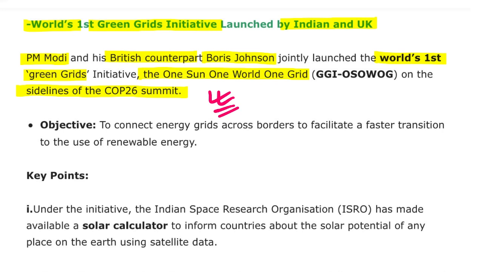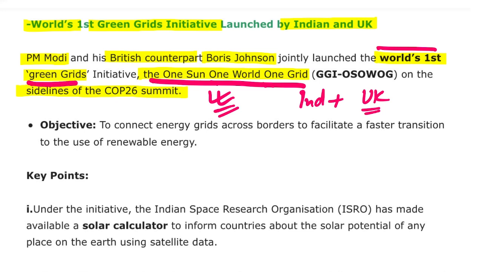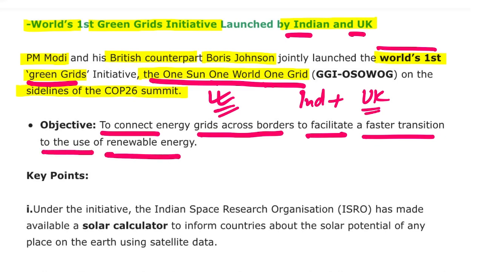Coming back, the One Sun, One World, One Grid. This is an initiative of which country? It is an initiative of India plus the United Kingdom. Or you can say the world's first green grid initiative. I repeat, the world's first green grid initiative was launched by which countries? It was launched by India and the United Kingdom. The objective is to connect energy grids across borders to facilitate a faster transition to the use of renewable energy.